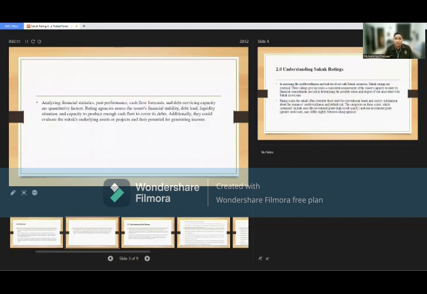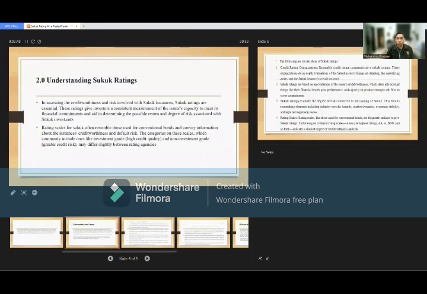Sukuk rating is also related to analyzing financial strategy, past performance, cash flow forecast, and debt servicing capacity, which are quantitative factors. Rating agencies assess the issuer's financial stability, debt load, liquidity situation, and capacity to produce enough cash flow to cover its debts. Additionally, they could evaluate the Sukuk's underlying assets or projects and their potential to generate income.